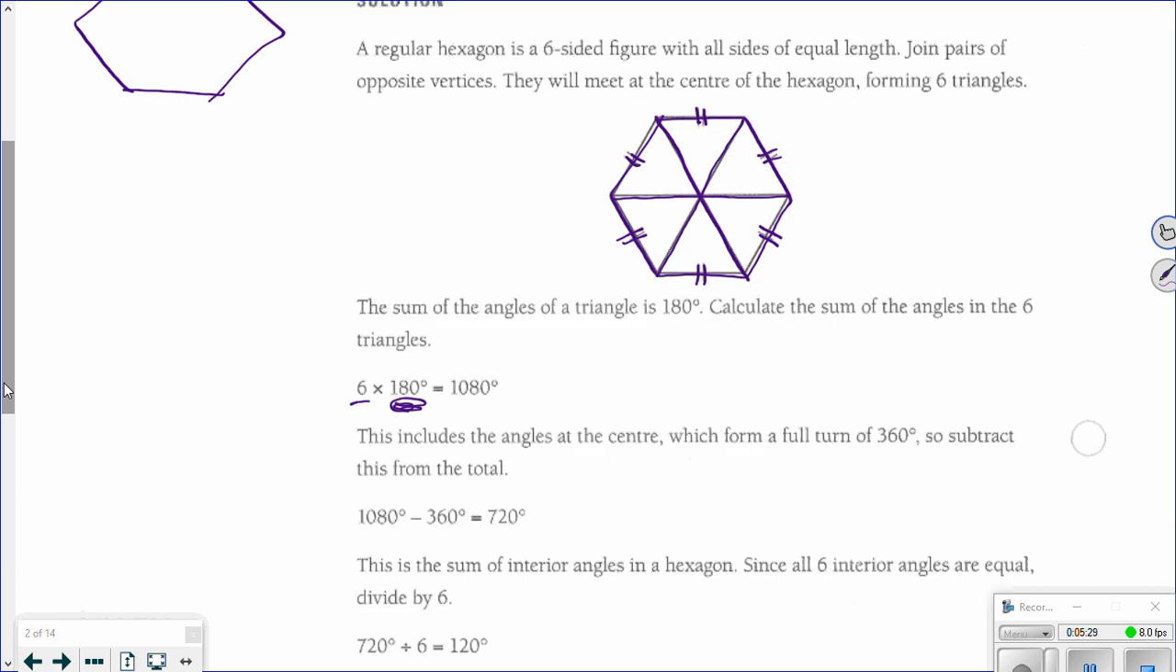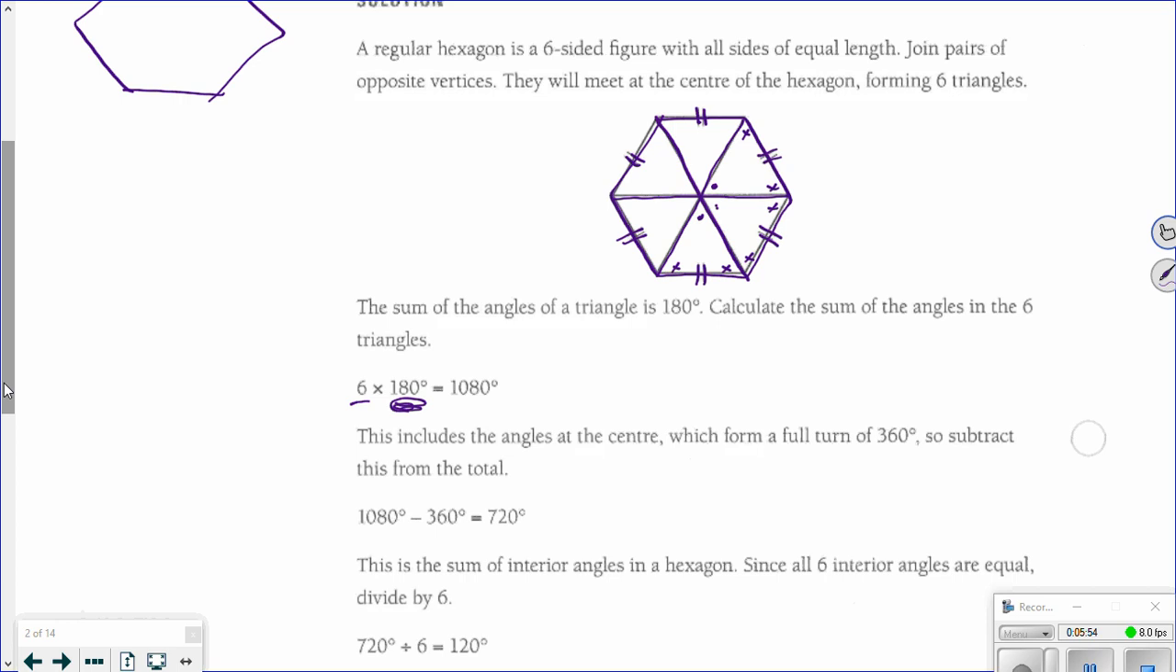This, though, includes the angles at the center, which form a full turn of 360 degrees. So when I'm adding up my angles in my triangle, I've got this angle, and this center one. And then this angle, and this center one make 180. And then this, and the center. When it's talking about in the question, though, it wants the interior angles of the hexagon.